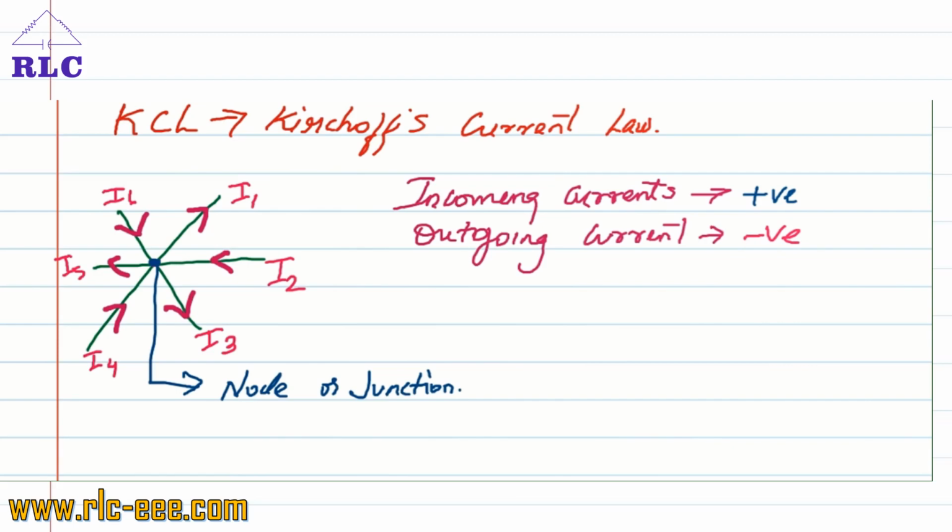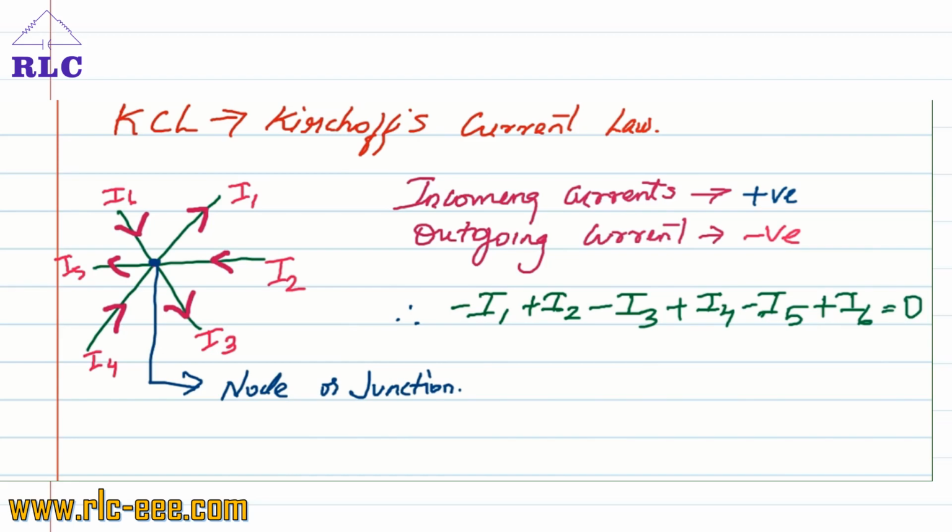In the figure you can see I1 is going away from the node, that is outgoing current, so we represent it as minus I1. I2 is coming towards the node, so it is plus I2. Then I3 is minus, because outgoing. Again plus I4, minus I5, plus I6 is equal to what? Equal to 0 as per the KCL statement. The sum of all the currents at a node is equal to 0.